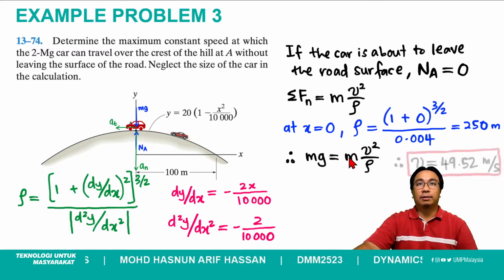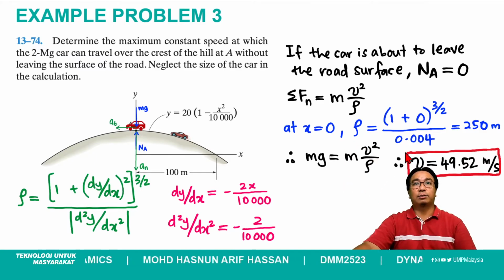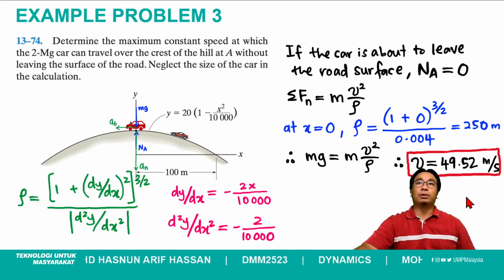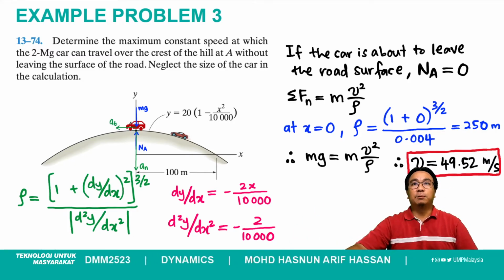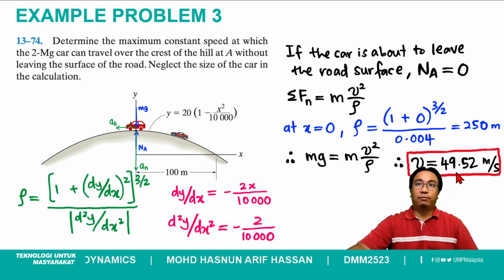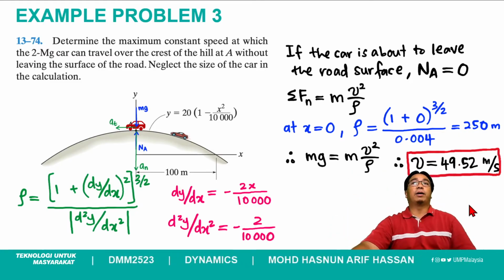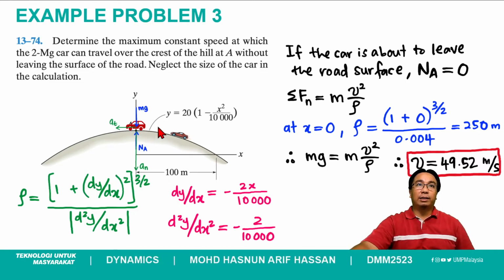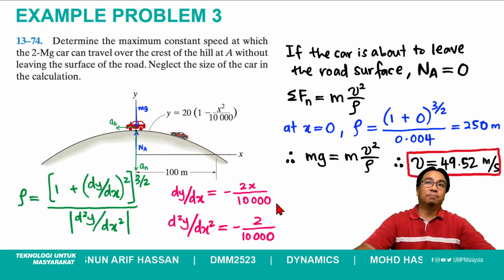So, you can ignore this, m can be cancelled. So v square is equal to g times rho, and you can square root to get v is 49.52 meter per second. So this will be the maximum speed. So if the car drives at 49.52, when it reaches the top it will jump off. So it should be lower than 49.52 meter per second, to make sure that the car will stay on the ground when it reaches the top of the hill.